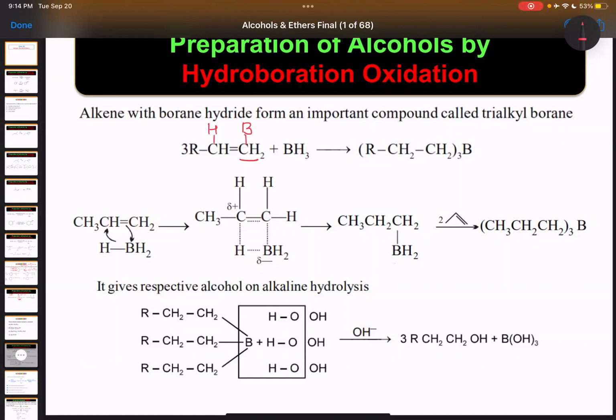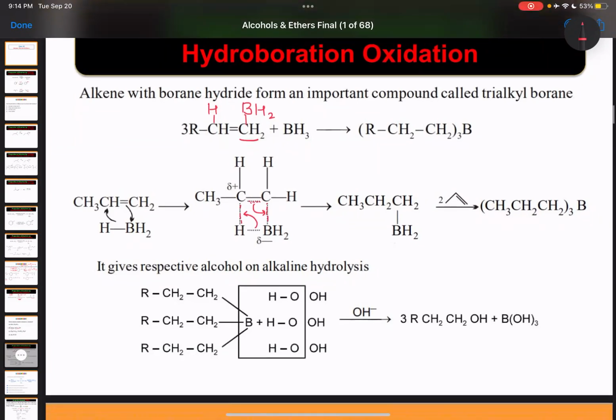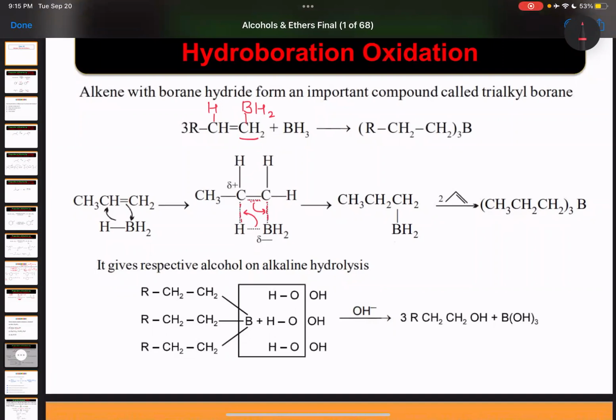Clear? Yes, sir. That is the reason why boron gets connected. So H and BH2. Actually, the connection occurs simultaneously. That's why these dotted lines are represented. If this electron gets shifted onto boron, taken by boron, these electrons get shifted in. So you have H and boron simultaneously connected on the two carbon atoms, but boron will connect itself to the outer carbon. That's the key thing.